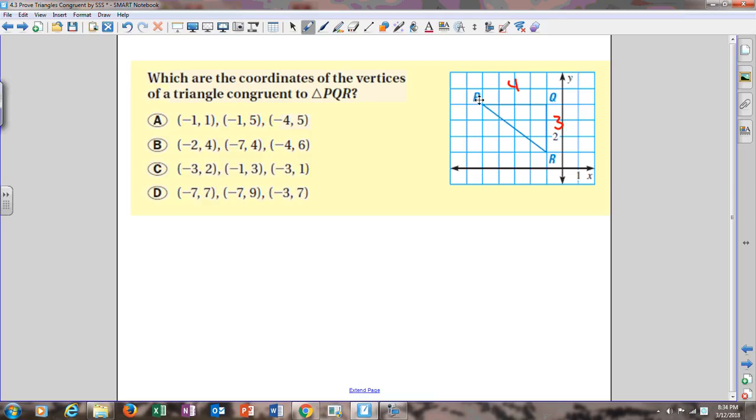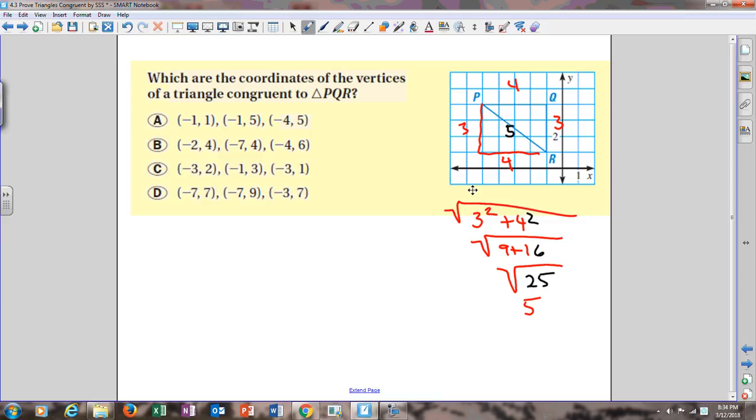And then to find PR, count down and over. So it's the square root of 3 squared plus 4 squared. That gives you the square root of 9 plus 16, which is the square root of 25, which is 5. So PR has a length of 5. So basically now we need a triangle with lengths 3, 4, and 5.